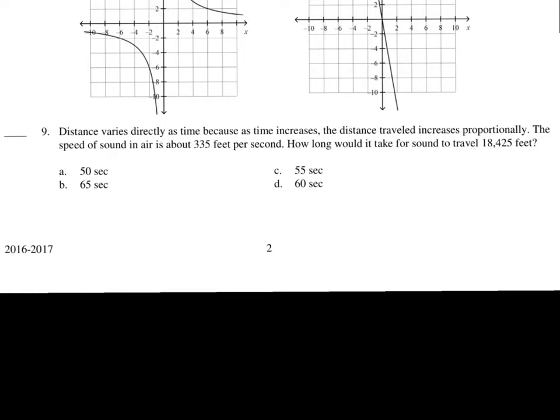For number 9, we can use the direct variation equation, which is y equals kx. And we have distance is varying directly as time. That means time is the x variable, and distance is the y variable, because distance depends on how long you have been traveling. So we will figure out how long it's going to take sound to travel this far. So the 18,425 is our distance. The speed of sound is a constant, so that's k.